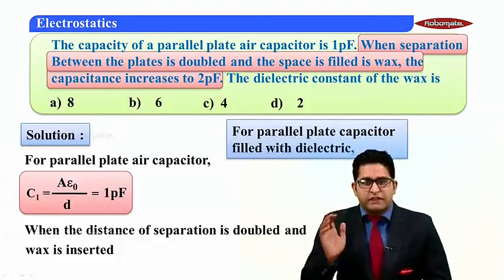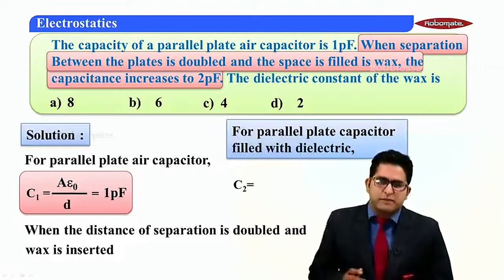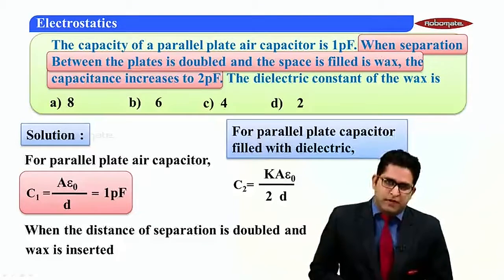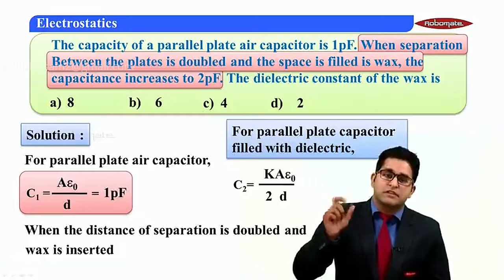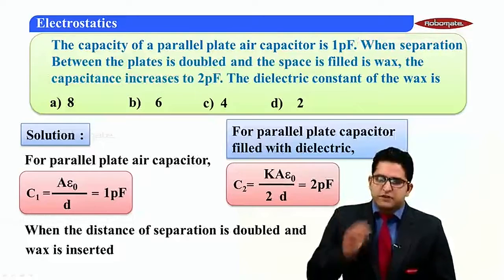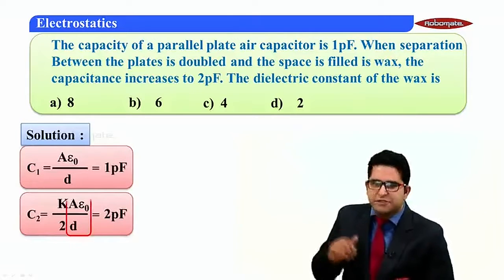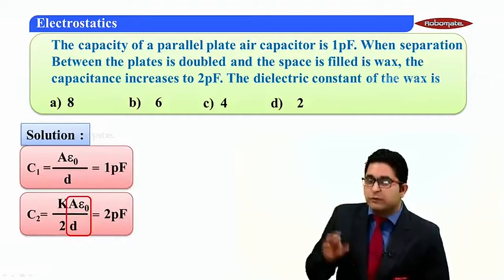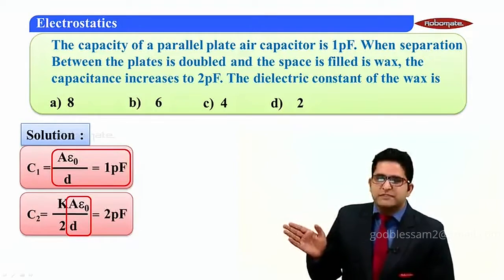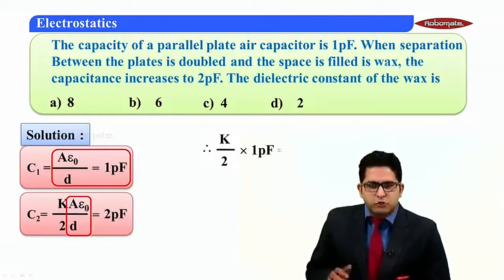So I can say we get a capacitor with dielectric, and for it the capacity, let's say C2, is given by the equation K epsilon naught A upon 2d. Why 2d? Because the separation distance is doubled, and this value is equal to 2 picofarad, right? Now let us take it further. See the above equation, we know that the value of A epsilon naught by d is equal to 1 picofarad. So I can replace this by 1 picofarad. So what will I get? I'll get K by 2 into 1 picofarad is equal to 2 picofarad.